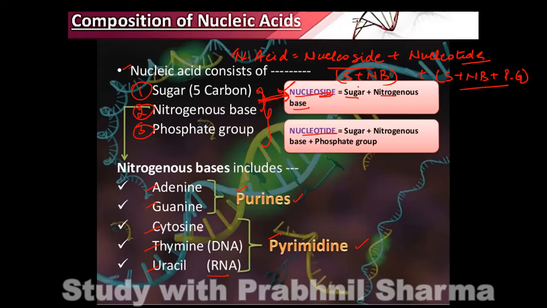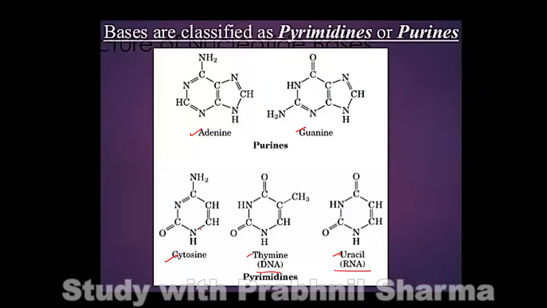Sugar plus nitrogenous base is known as nucleoside. And sugar plus nitrogenous base plus phosphate group, these three are known as nucleotide. Sugar plus nitrogenous base plus phosphate group, these three combine together and are known as nucleotide. Got it? Clear?